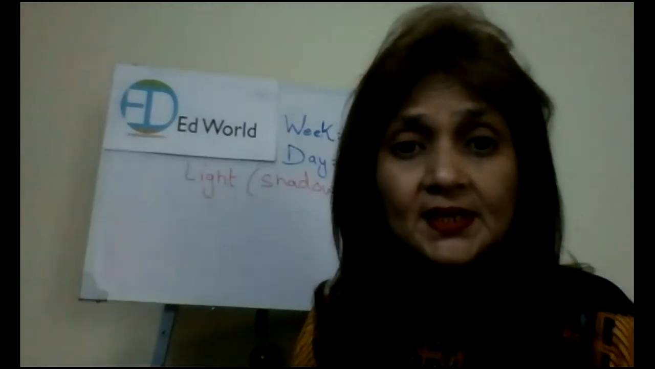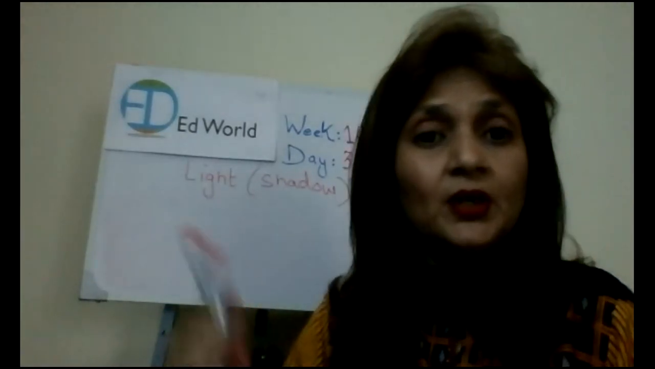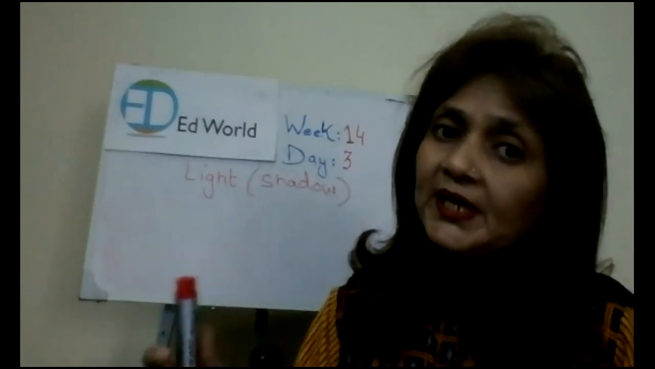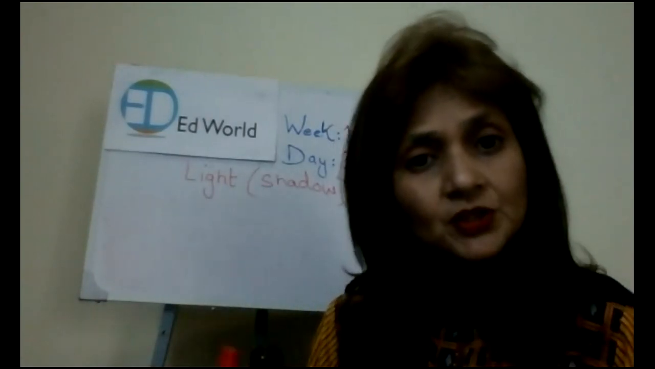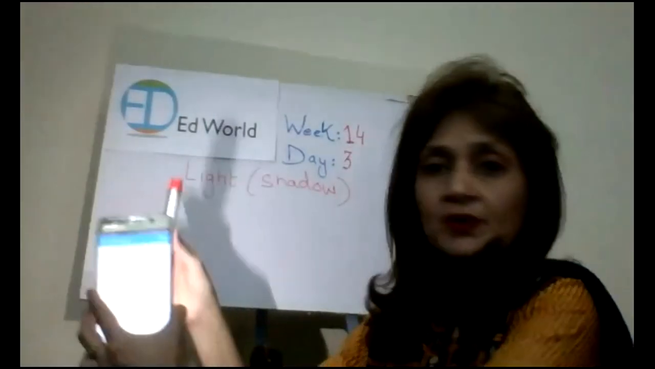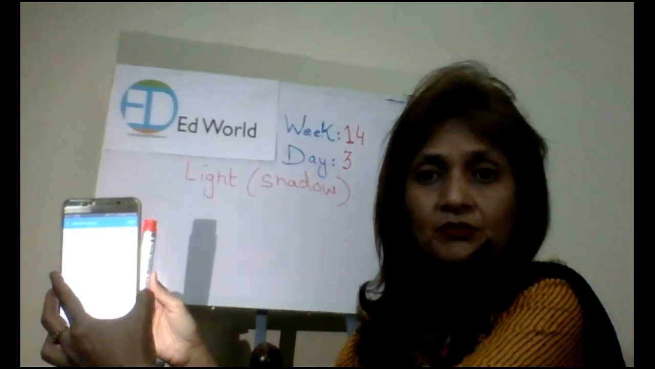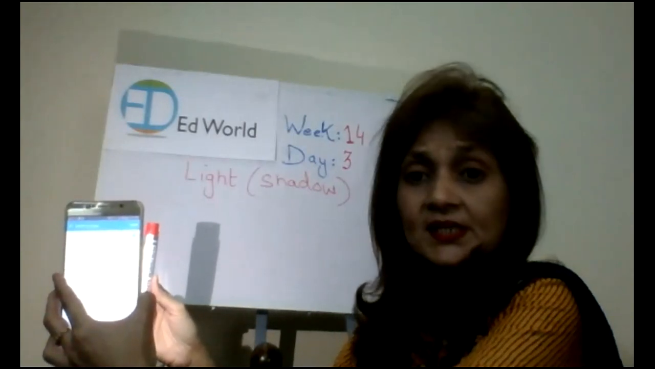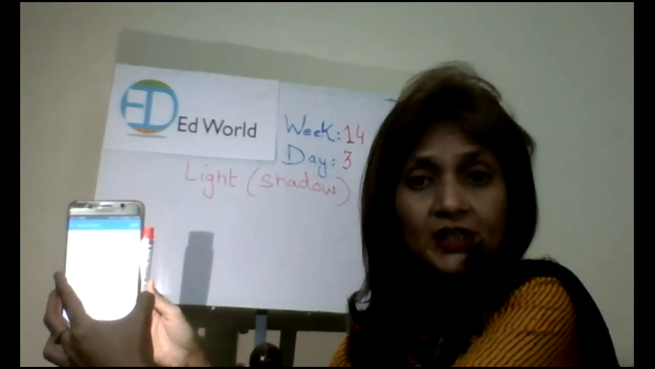Now, shadow is something when you keep an object in front of the light, the object blocks the path, and because of the blocking of the path, we will have a shadow. You can see this marker was placed in front of the light. Can you see the shadow on the board? Yes. Now, since it is near, the shadow is small.